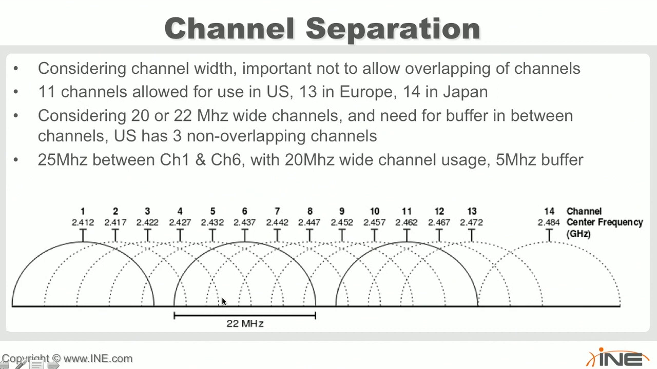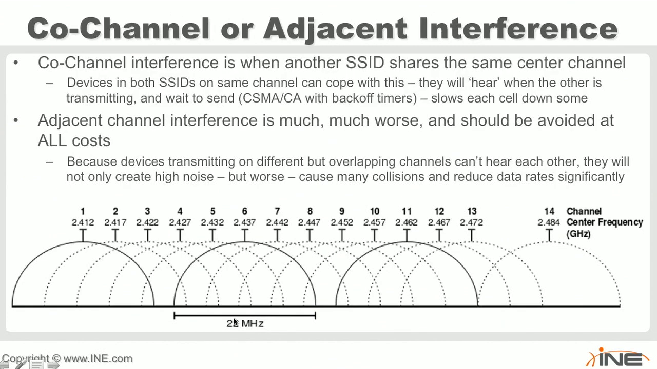So we're going to talk about two things more as we go on. In fact, we have this right now, and that is co-channel interference or adjacent interference. So co-channel interference, when another SSID shares the same center channel, they can cope with this because they hear each other and they see based on that center channel when someone is transmitting, and then they wait to send, something we'll talk about called CSMA/CA with back-off timers. It's going to slow each cell down.